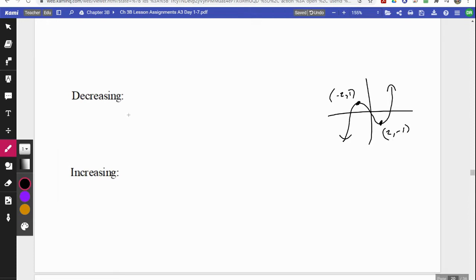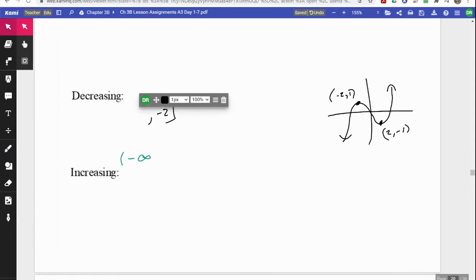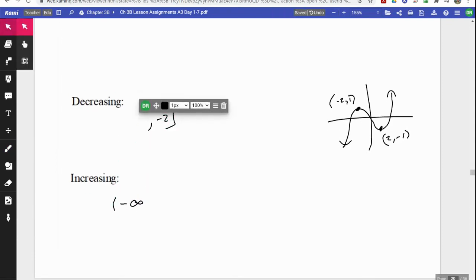A decreasing interval, and this kind of goes to interval notation. We would say it goes from -infinity. So this isn't an ordered pair. This is like interval notation. -infinity, we're talking about the x direction here, over to -2 is an increasing interval. I put it in the wrong spot.